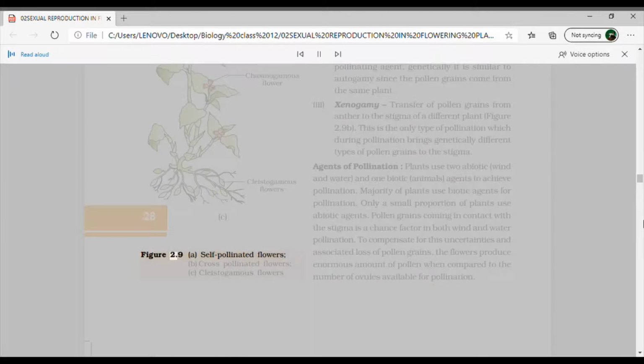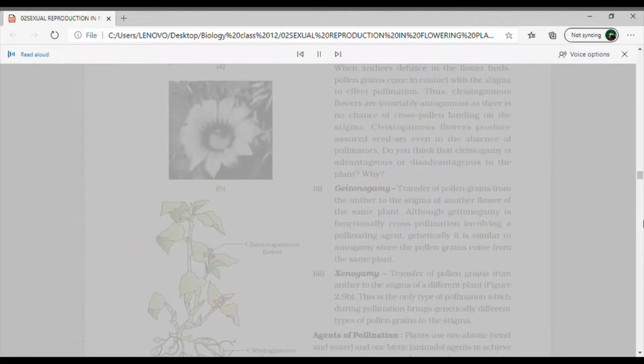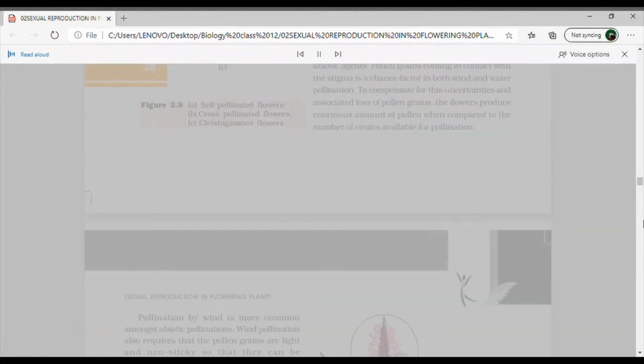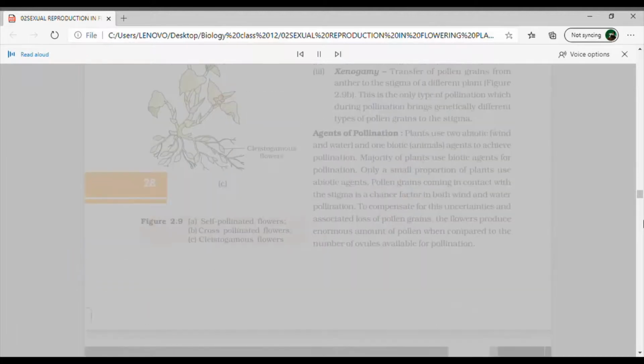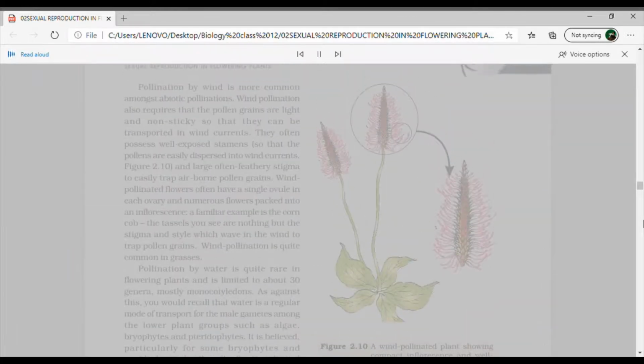Figure 2.9, A. Self-pollinated flowers, B. Cross-pollinated flowers, C. Cleistogamous flowers.